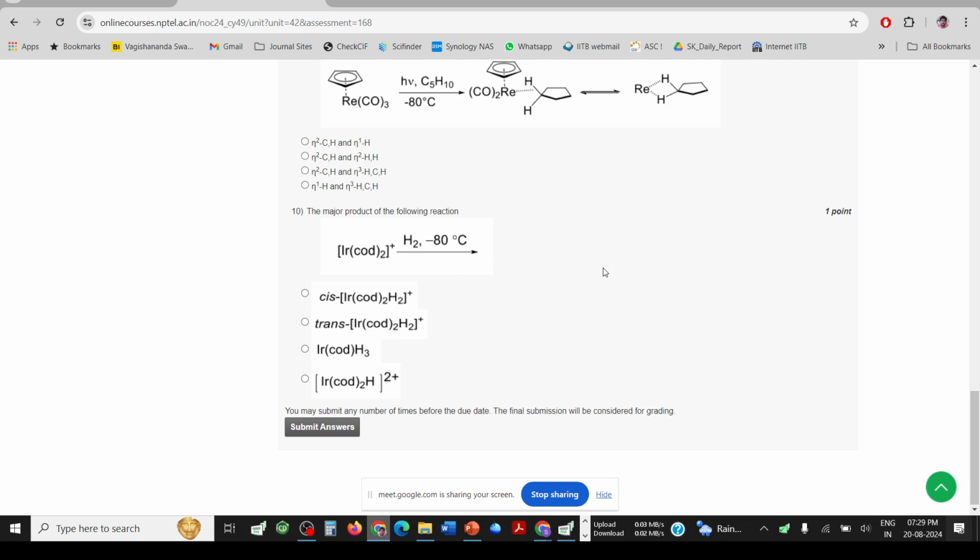Do you know the structure of the ligand? Yes, sir. Cyclooctadiene. Is it ionic or neutral? I think it will donate -1. Cyclooctadiene. Then draw the structure of cyclooctadiene.